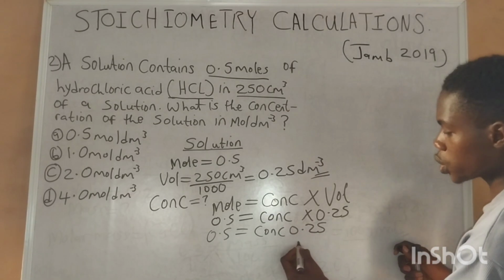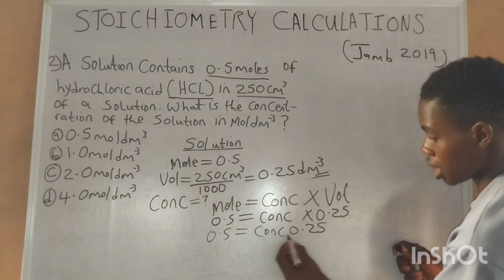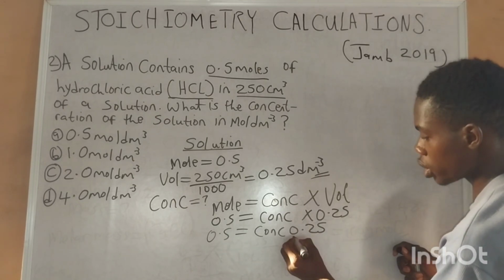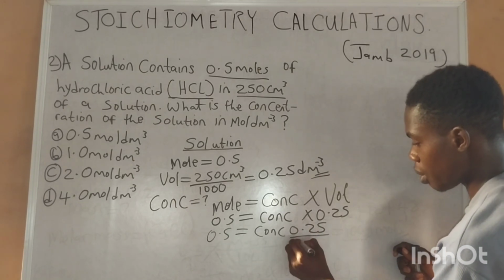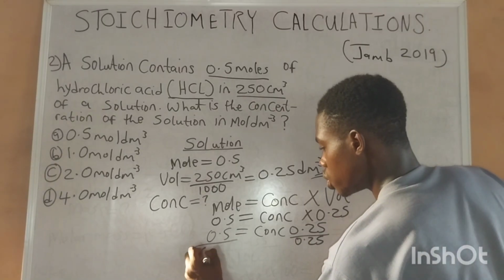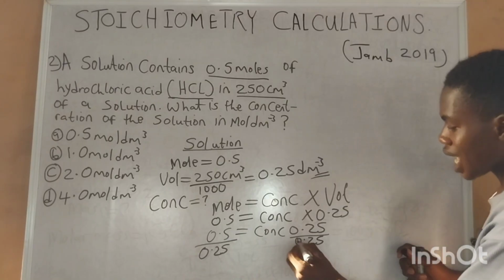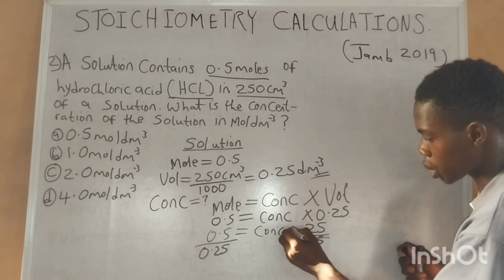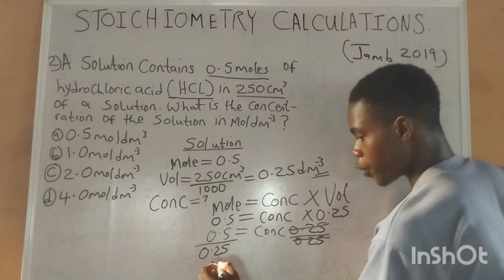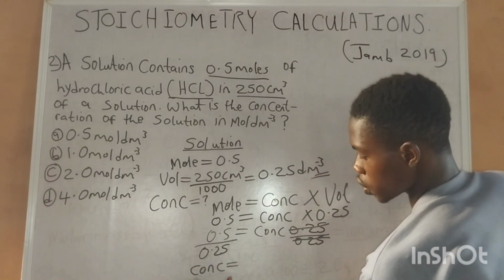Now what we're going to do here is divide by the coefficient of concentration, which is 0.25. We divide both sides by it. So 0.25 divided by 0.25, and here also 0.25. Now this 0.25 down cancels this 0.25 up. What is remaining here is concentration, short form for concentration.